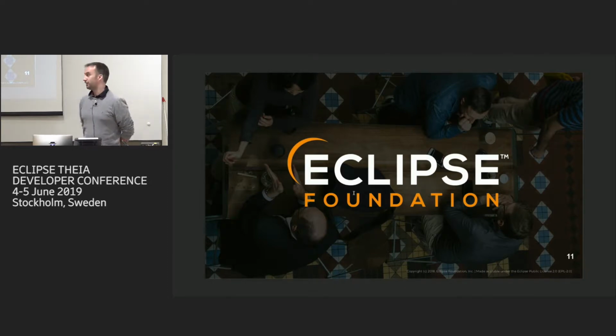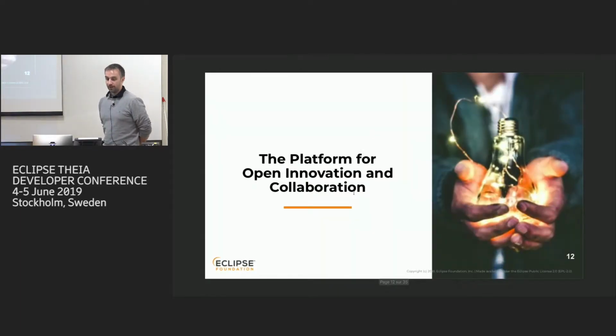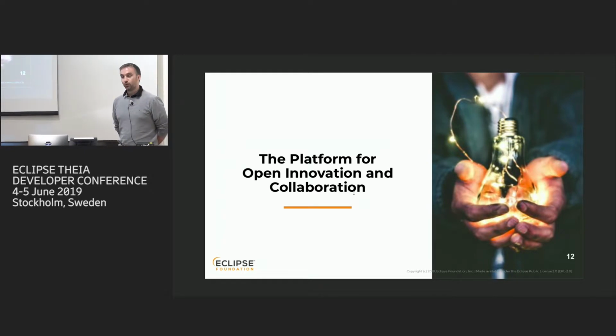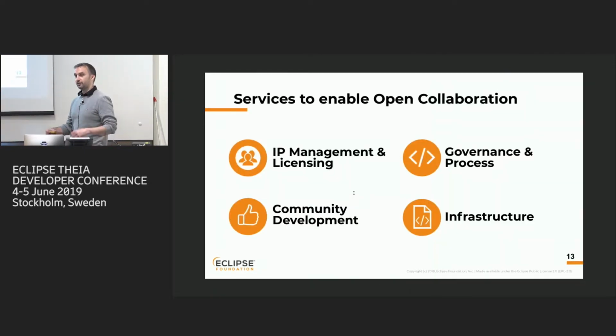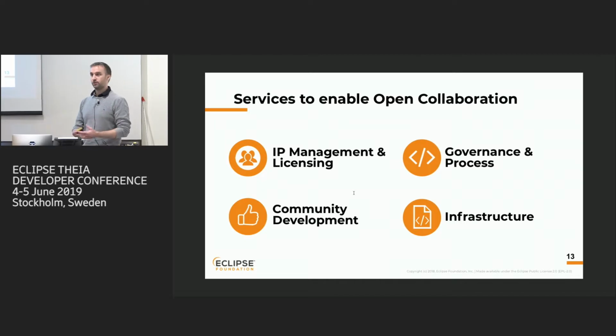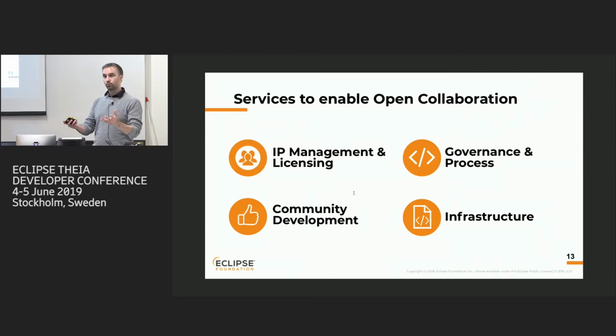So welcome to this session. I'm Mikaël Barbero. I work for the Eclipse Foundation. And for those of you who don't know the Eclipse Foundation, we are the platform for open innovation and collaboration. So what does it mean? It means that we are an open source forge, and we provide services to those projects. And we want those projects to be successful. And to do that, we provide a framework of services. And that framework is divided into 4 different components.